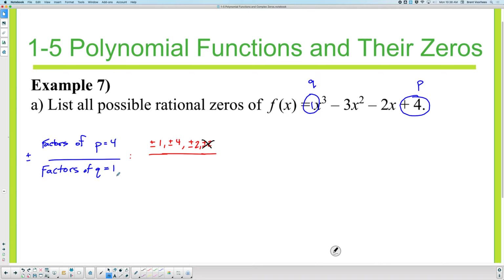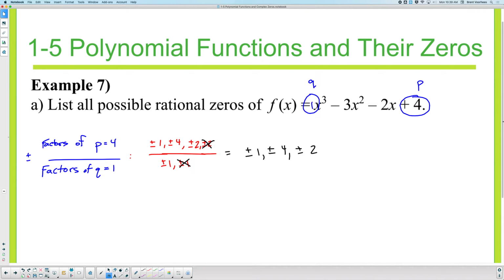Now what are the factors of 1? What can multiply and give you 1? 1 times 1. Do I have to write it twice? No. Okay, so now all we do is we simplify, if possible, as we rewrite this list. What is 1 divided by 1? 1. So plus or minus 1. What is 4 divided by 1? 4. And it could be positive or negative. And now what's 2 divided by 1?